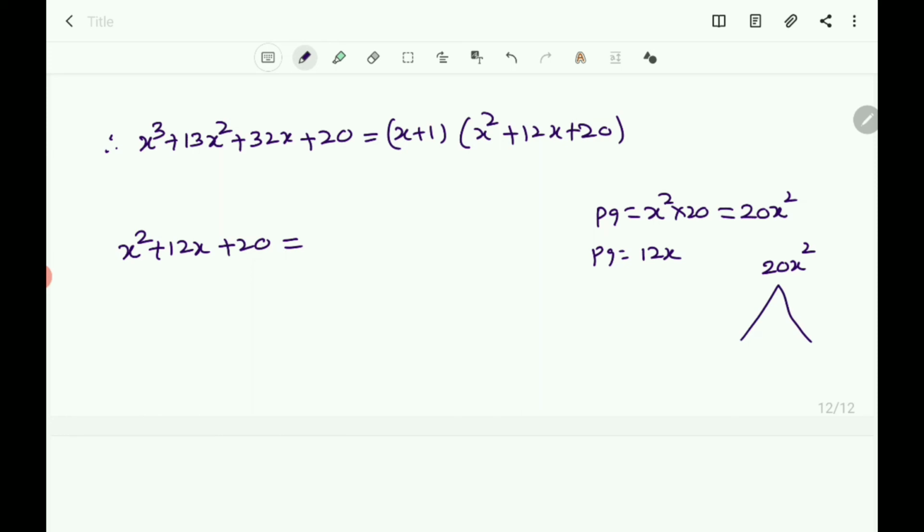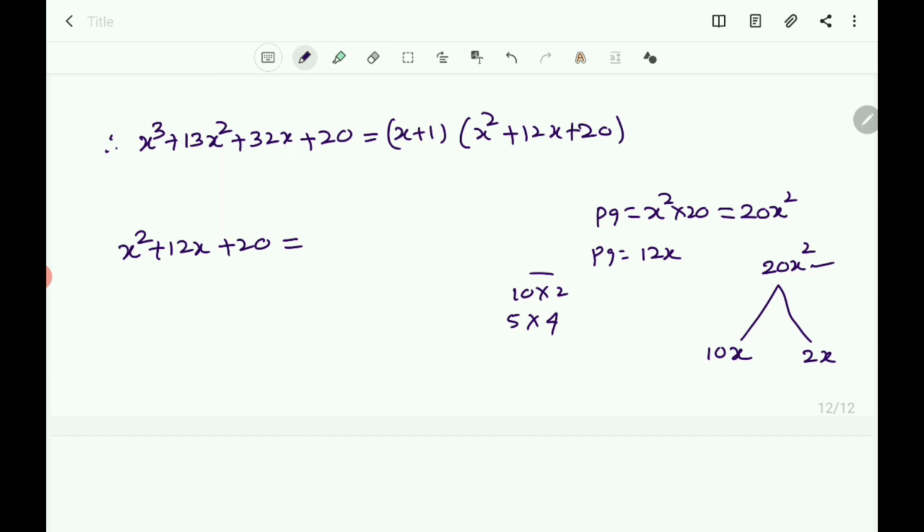In which table is 20 there? You know that 1 into 20, 2 into 10 and 5 into 4. Again you can have 20 ones, 4 fives, 2 tens, like this way. So which is suitable here? You know that this is okay: take 10 into 2 here. Both are positive, and the middle term is also positive, therefore both the factors must have the positive sign. 10x and 2x. 10x into 2x is 20x square, and 10x plus 2x is 12x here.